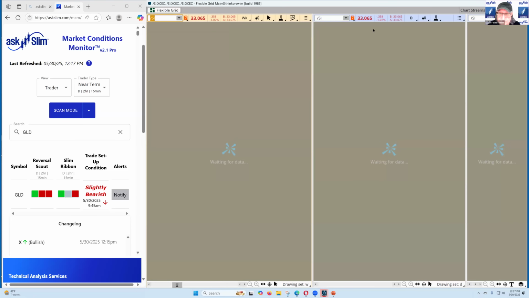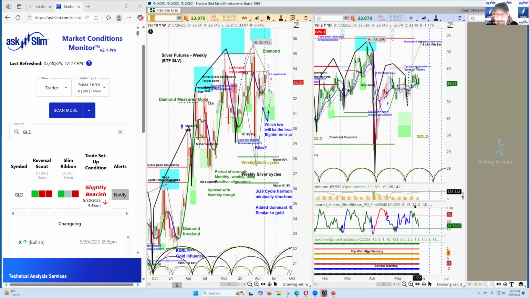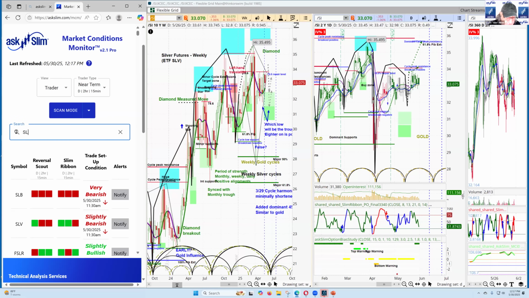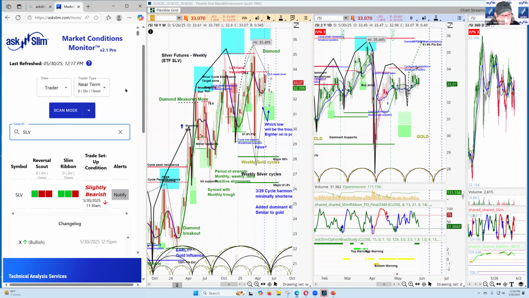Is that right here? And here is silver. So let's just put up SLV right over here. And for those of you that get our market condition monitor level 3 and level 4, we have that programmed in with the ETFs in here.